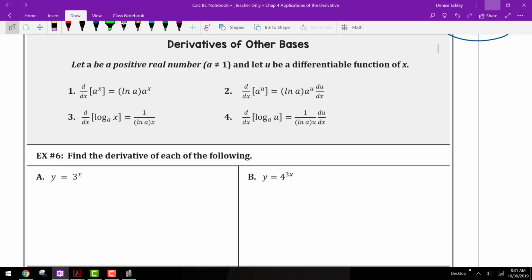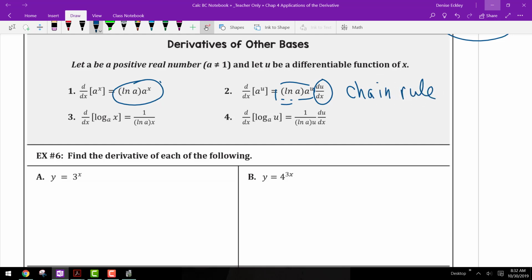Number 2, when we're taking the derivative of A to the U, when U is a function of x, it looks very similar to letter A. We have our ln of A. Here's the original, so you take the derivative of that, and so we're using a chain rule here, and then we have to take the derivative of that function. So it's really number 1 with the chain rule. We've added the chain rule here is what we've done.